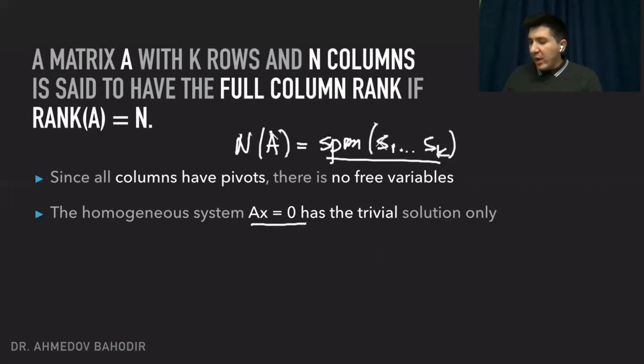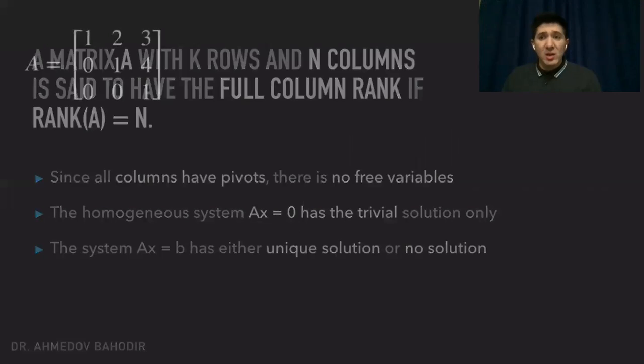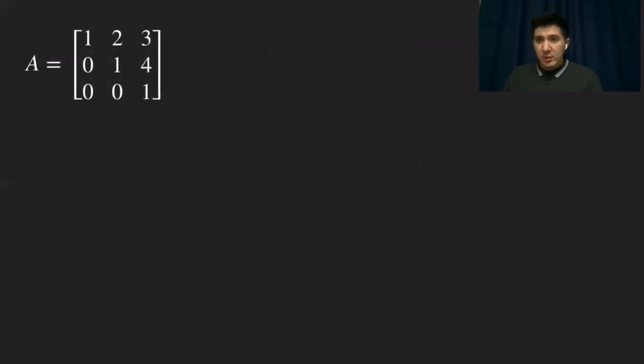It is going to be the trivial solution for the homogeneous system of linear equations. If you are given a non-homogeneous system of linear equations, then the number of solutions is going to be either a unique solution or no solution. So let's consider an example of a system that is going to have, for example, a unique solution.